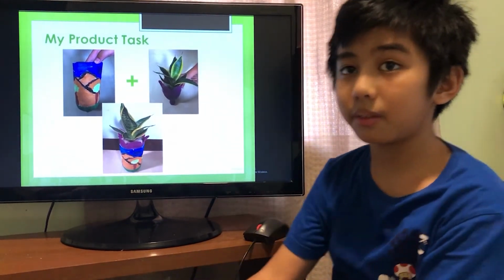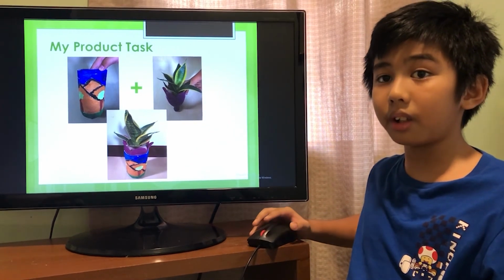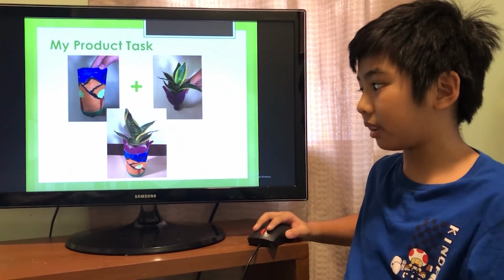As you can see, we can reduce plastic pollution by recycling them and turning them into useful materials like this one.